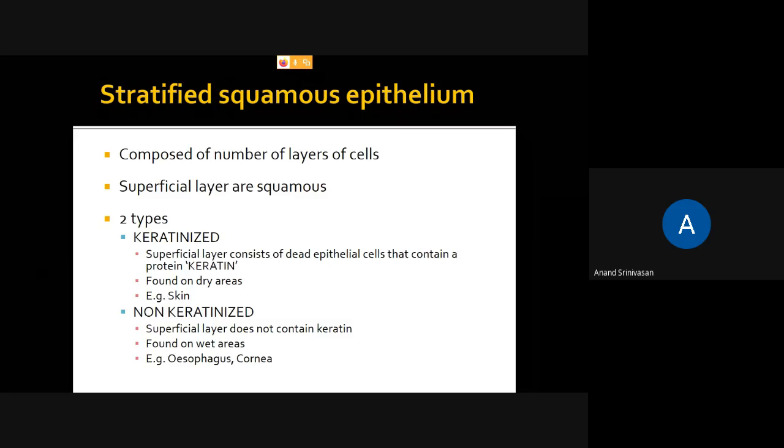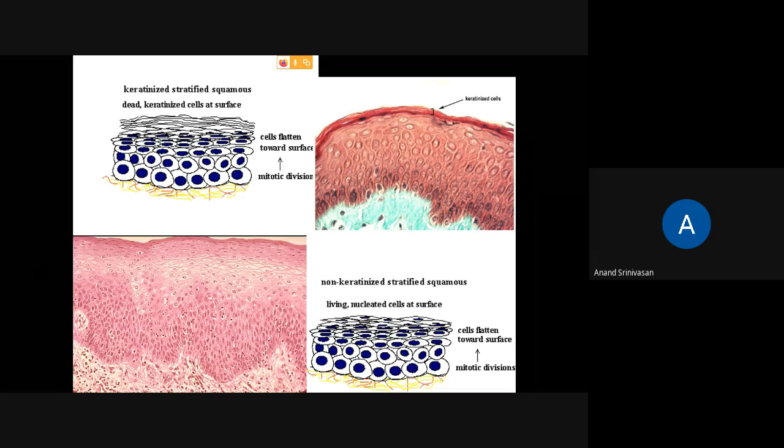Now, how do they appear under the microscope? Here I have shown you with pictures. Here you can see the cells. There is only one basement membrane and there are multiple layers, so this is a stratified epithelium. In the superficial-most layer, you can see the cells are flat. So this is stratified squamous epithelium.